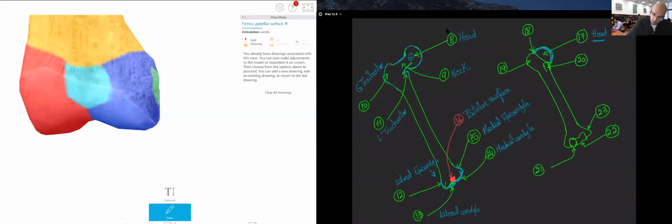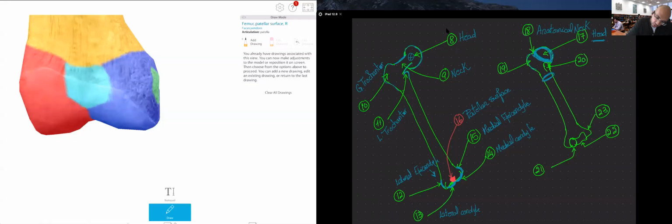All right, so what do we call number 18 on here? This ridge around the head. What do we call this ridge on here? Any idea? Anatomical neck. Anatomical neck. Remember, we've got another one on here. This is the surgical neck.